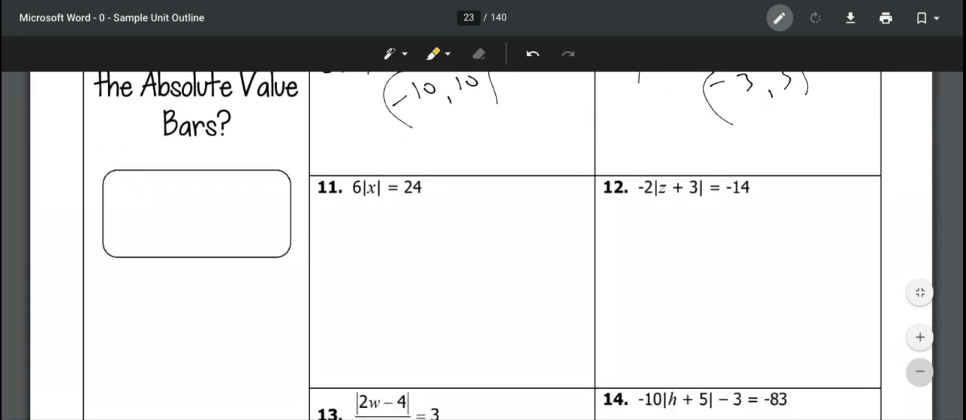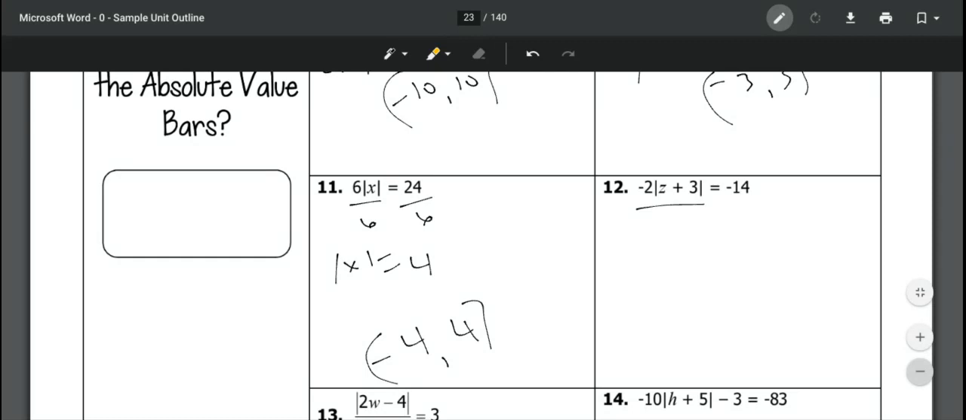How do we get rid of the 6? This means to multiply, so we're going to divide. And we're left with the absolute value of 4. So I already know then for that one, since it's a single, my solution set's going to be negative 4 and 4.